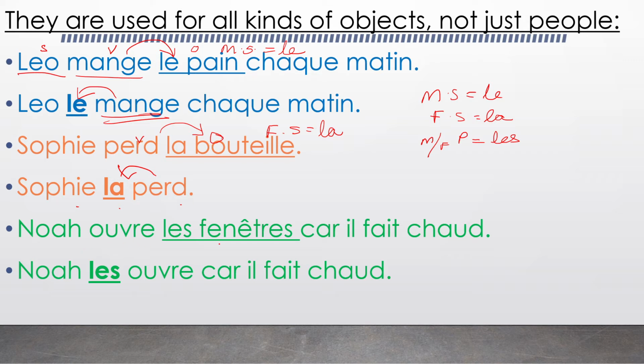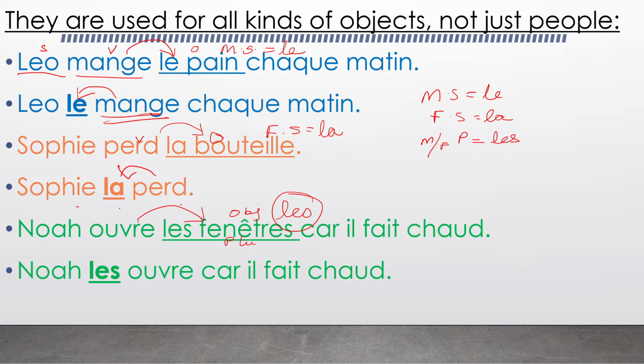Okay? Then, Noah ouvre les fenêtres car il fait chaud. Noah is opening the windows because it is hot. Okay? So, les fenêtres here becomes the object because the action of opening is happening on the windows. The windows are receiving the action of being opened. So they become the object.